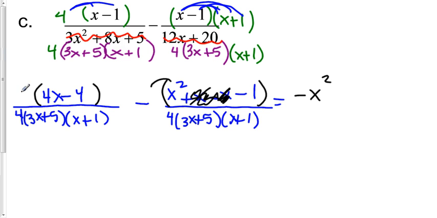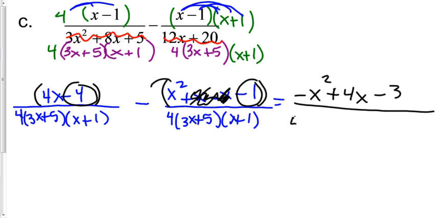See if I have any x's. I just have a positive 4x over here. And for the constants, I have negative 4 minus negative 1. That's a double negative there. Negative 4 minus negative 1 gives me negative 3. Okay, so there's the numerator. I've put the powers of x in descending order. x squared first, then the x, then the constant. And my denominator, this is the easy part. You just recopy it. Keep the common denominator, and now we have our answer. Okay?